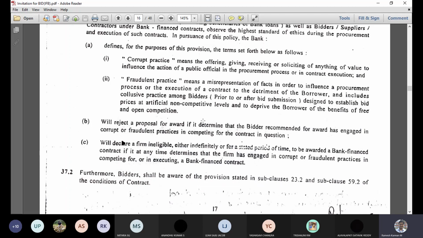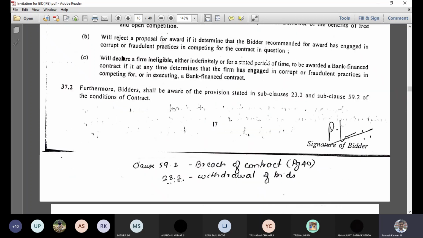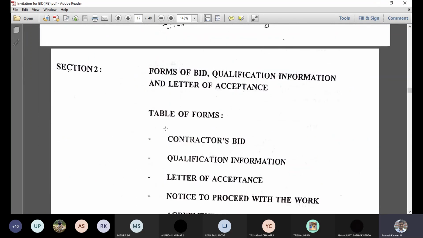And it will reject the award of contract even. That's why, after the contract is given also, the client will appoint an inspector to investigate the construction, and based on their inspection only, they get paid. So that's basically a very important thing. And breach of contract is violation of contract, and withdrawal of bids is what we generally talk about in subsequent lectures.